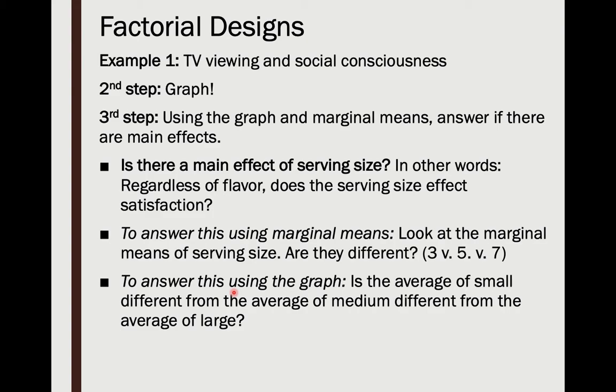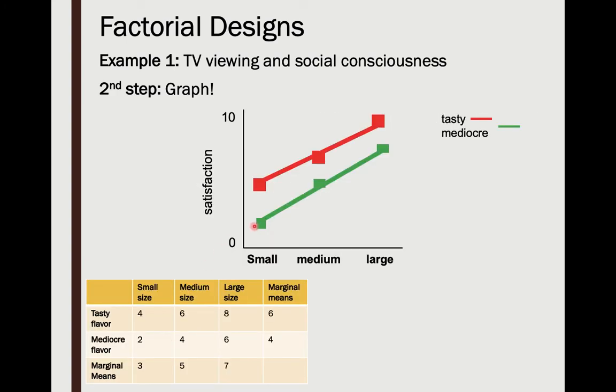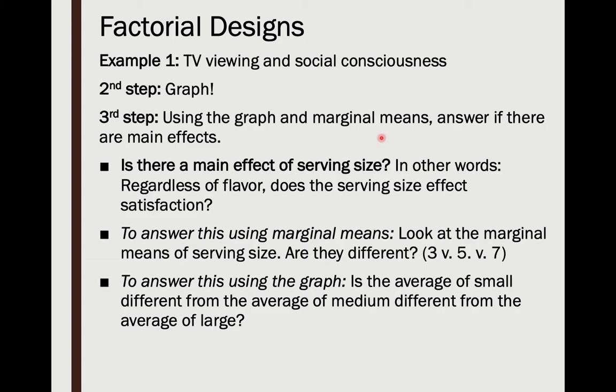Using the graph, is the average of small different from the average of medium, different from the average of large? So, small, if you want to average that out, would be between these two. So right there, which is 3, so we can tell from the marginal means. Medium would be right there, which is 5, and then 7, again from the marginal means. But yes, those are all different, so it does seem like there's a main effect of serving size.